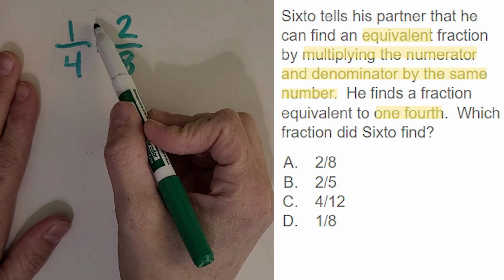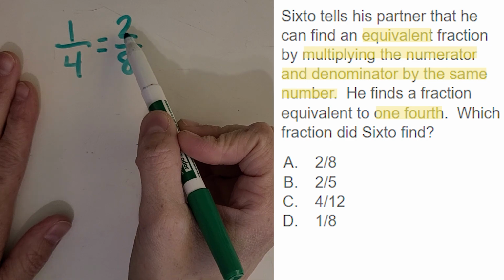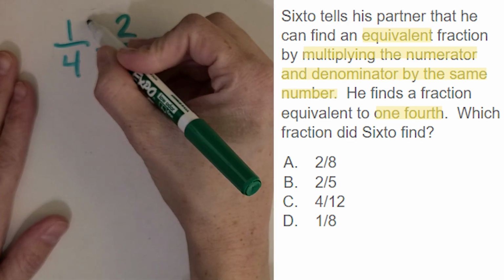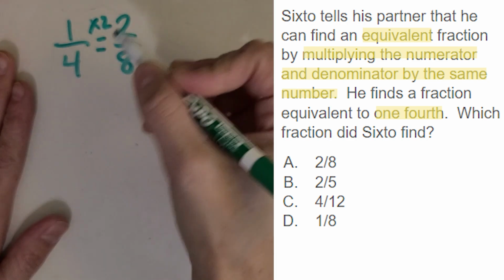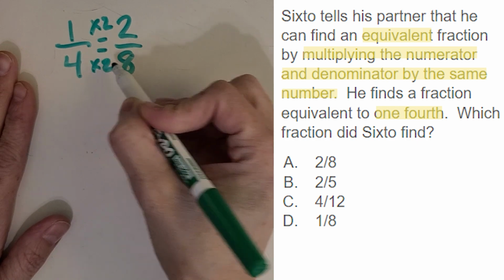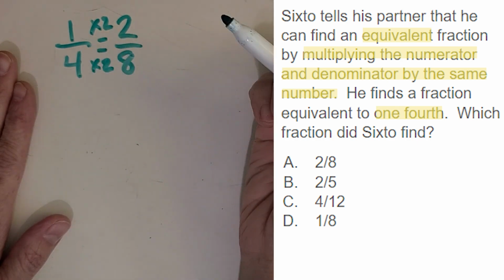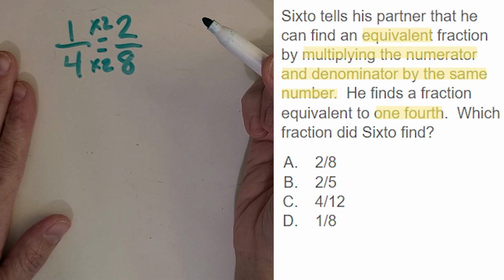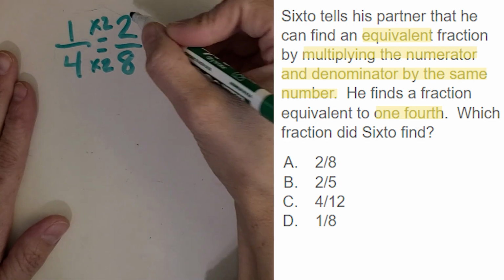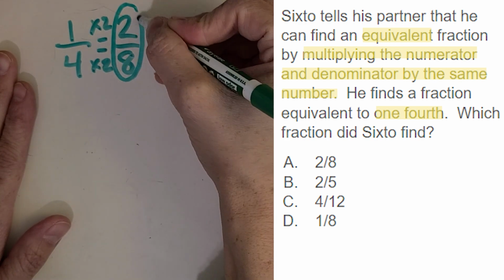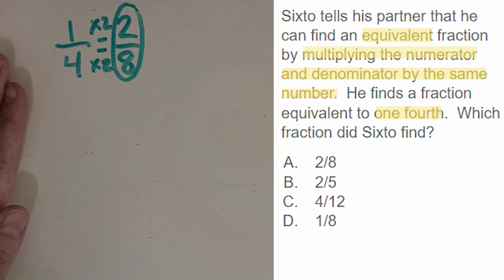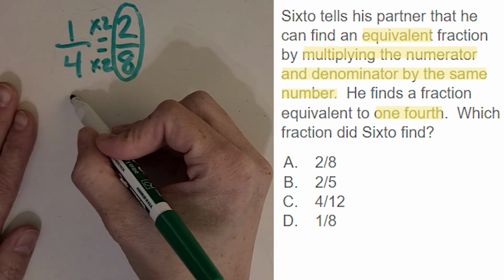1 times what equals 2? You got it. Times 2. So let's do the same thing to the bottom. What is 4 times 2? All right, it's 8. I think this first choice is probably going to be our answer, but let's check the rest just to be safe.